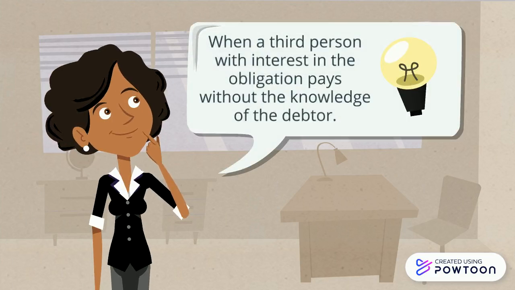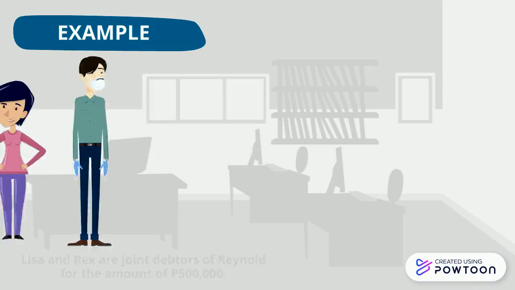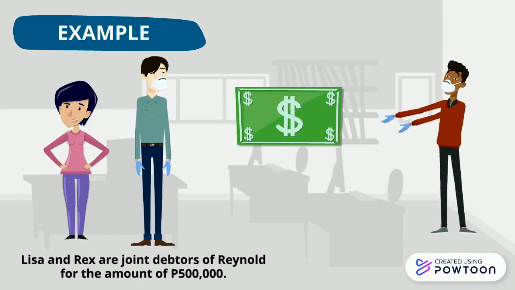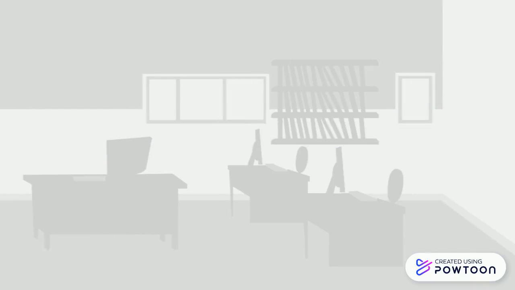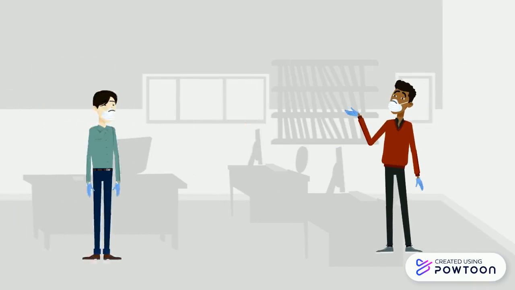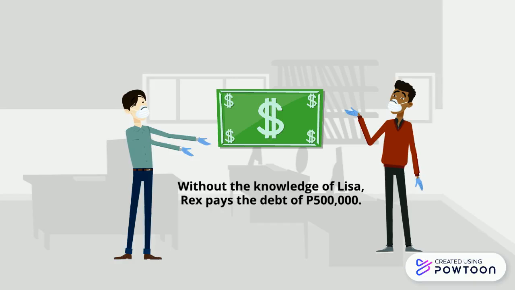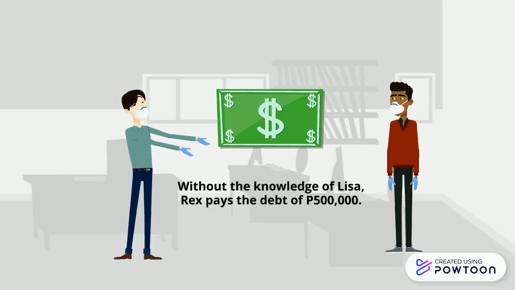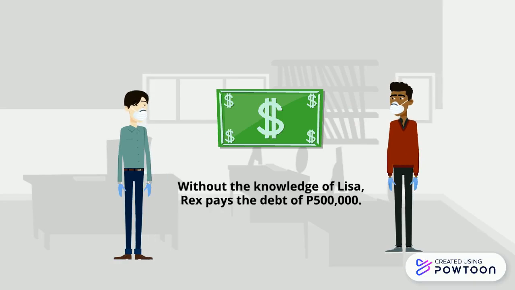When a third person with interest on the obligation pays even without the knowledge of the debtor. Example: Lisa and Rex are joint debtors of Reynold for the amount of 500,000 pesos. Without the knowledge of Lisa, Rex pays the debt of 500,000 pesos. In this case, Rex becomes a creditor of Lisa for 250,000 pesos, the latter's share of the debt, but not for the remaining 250,000 pesos, the portion of the debt which corresponds to Rex.